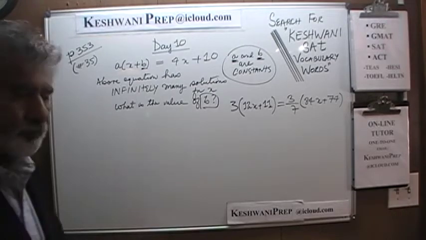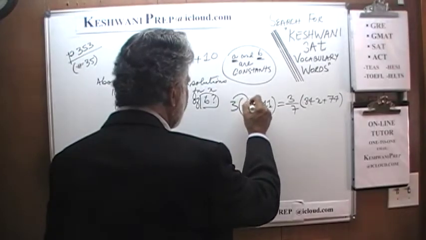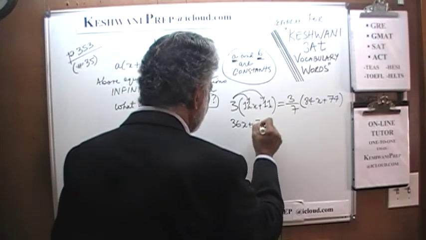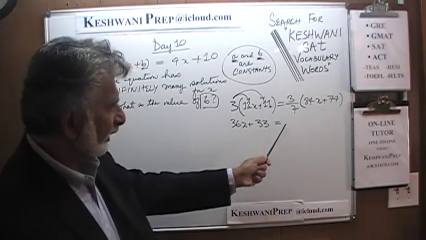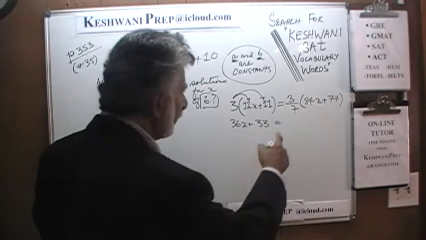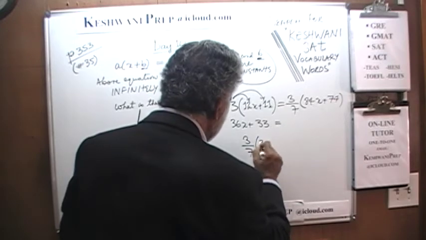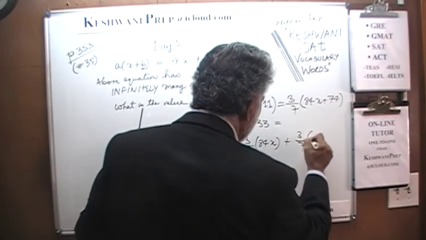Okay, so here we go. Let's begin, shall we? First things first, let's open this parenthesis here. 3 times 12 is 36, so 36x plus 3 times 11 is 33. That's what we have on this side. Let's see what happens on that side. I'm going to work on that side down here because there is not enough room there. So it's 3/7 of 84x plus 3/7 of 77.